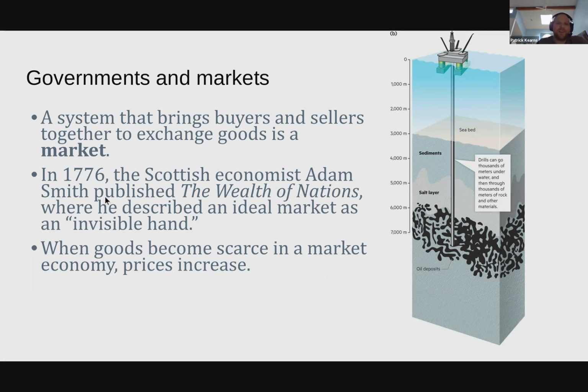I'll make mention that I have a degree in history, an undergraduate degree in history. So I read a lot of Adam Smith stuff. That was the time period I was interested in. But he has this idea of the ideal market as an invisible hand.